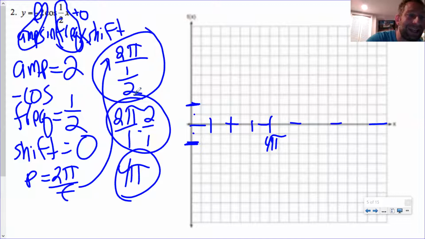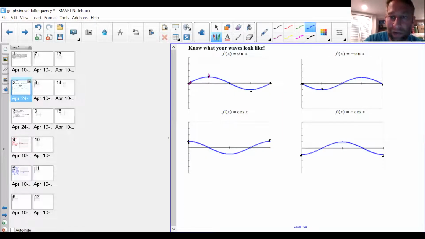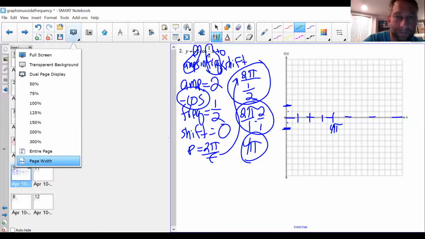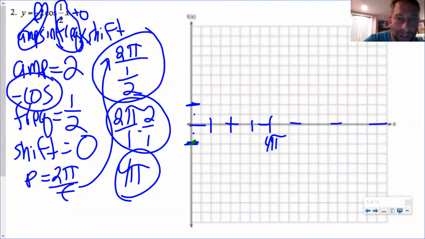Now it's going to be a negative cosine, so I'm going to look back and see what negative cosine looks like. Negative cosine starts at the bottom and then goes up. So I'm going to start at the bottom and then go up, up, and back down. And that's it.